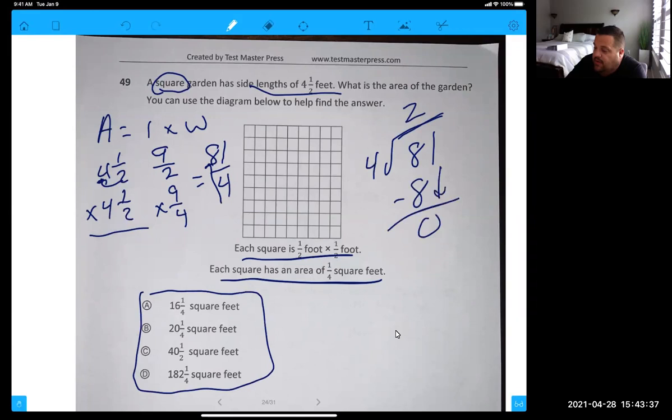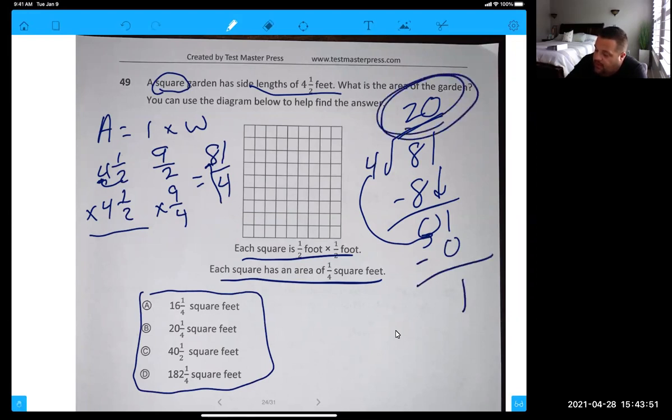8 minus 8 is 0. Drop down the 1. This 4 goes into the 1 0 times. So 0 times 4 is 0. Now you can stop right there because your answer is 20 with 1 left over and your denominator stays the same.